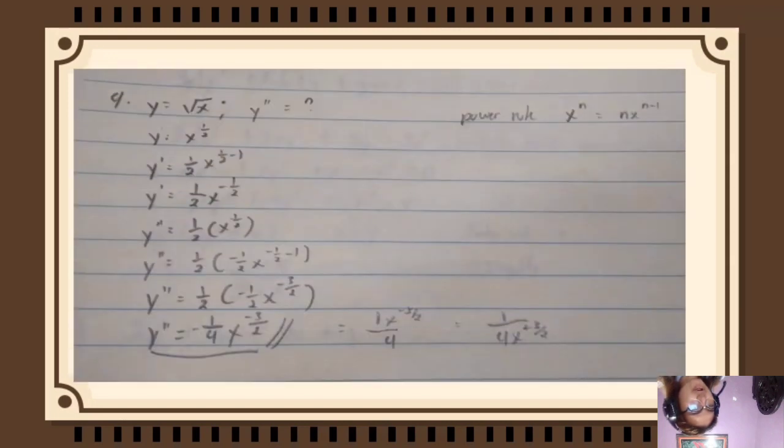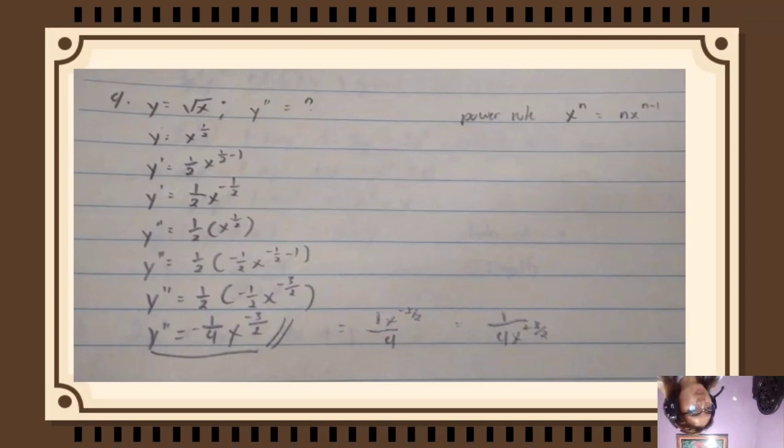Ito. Paano naman daw pagka square root? Tapos hanapin natin yung second derivative. Okay? O, di ba ang square root, pwede natin siyang i-write as a 1/2 power. Then, y1 or first derivative is equal to 1/2 x raised to 1/2 minus 1. So, magiging 1/2 x raised to negative 1/2.